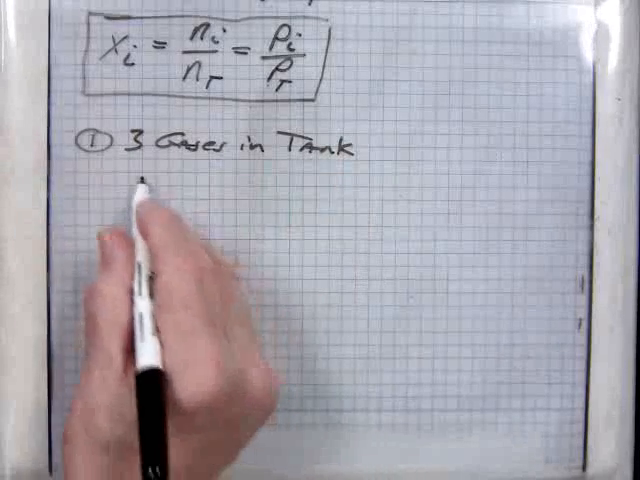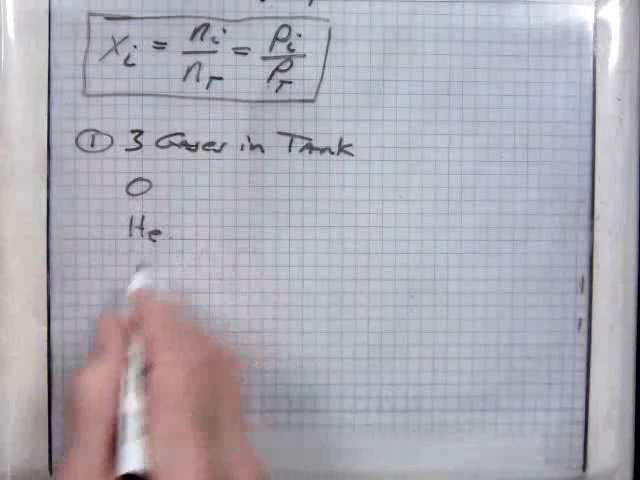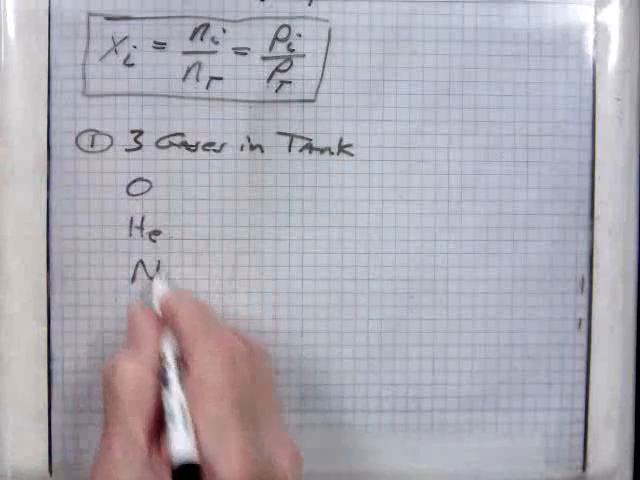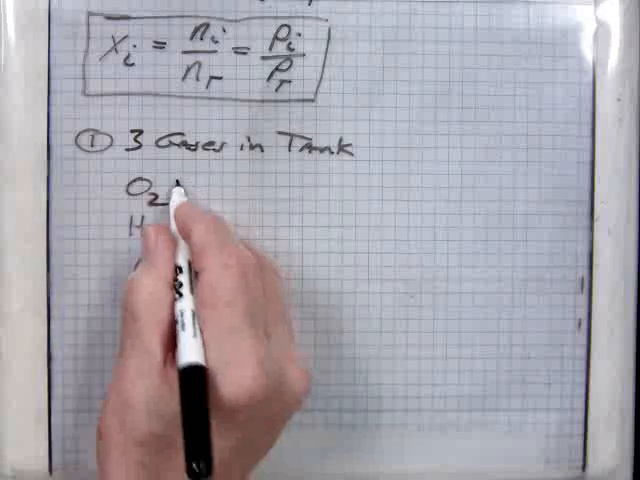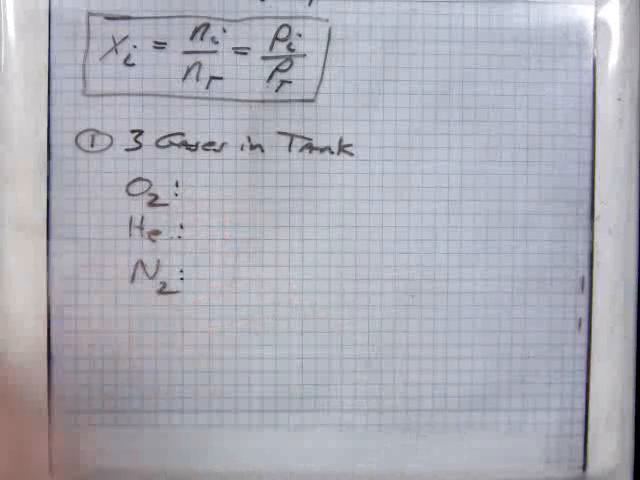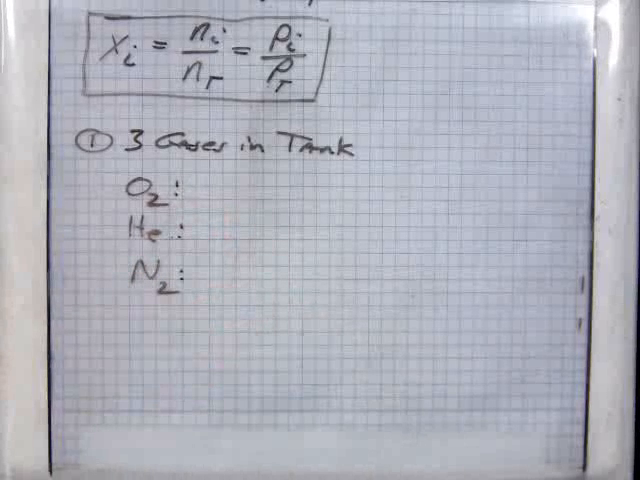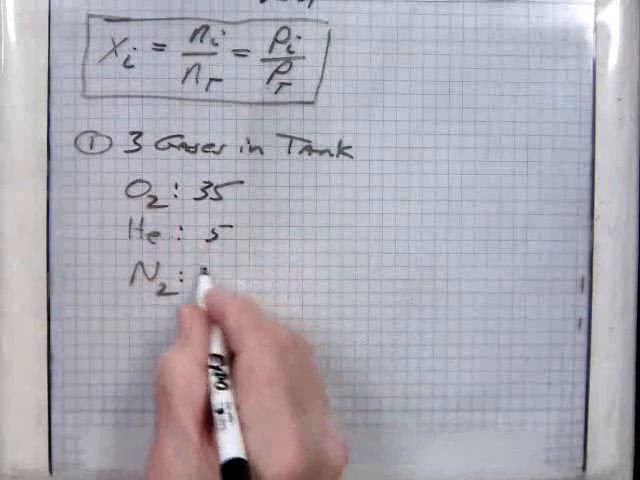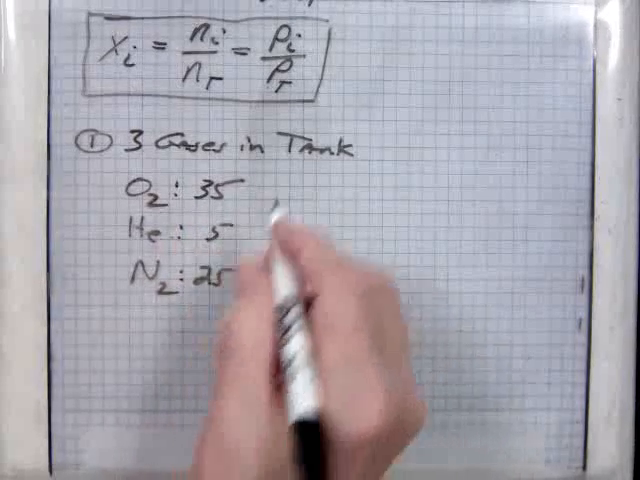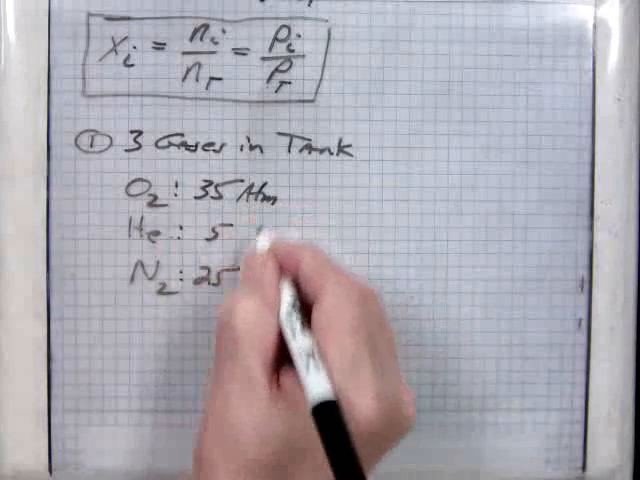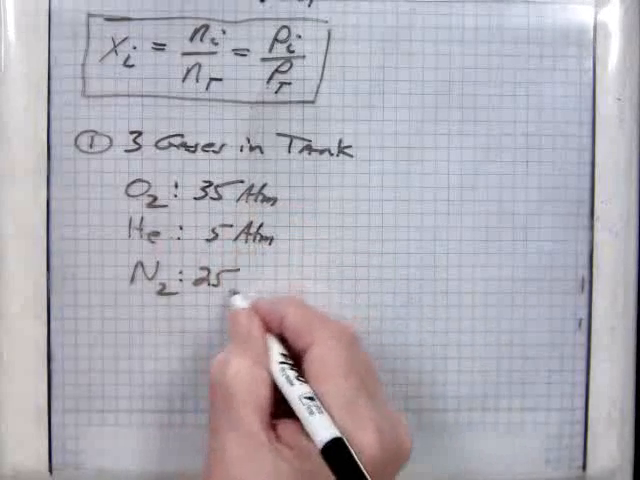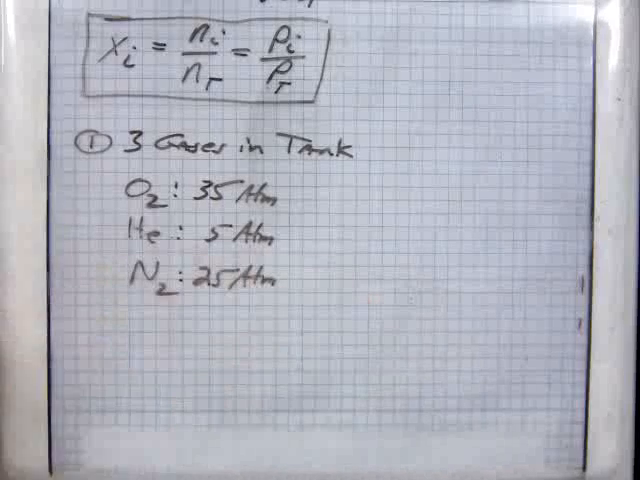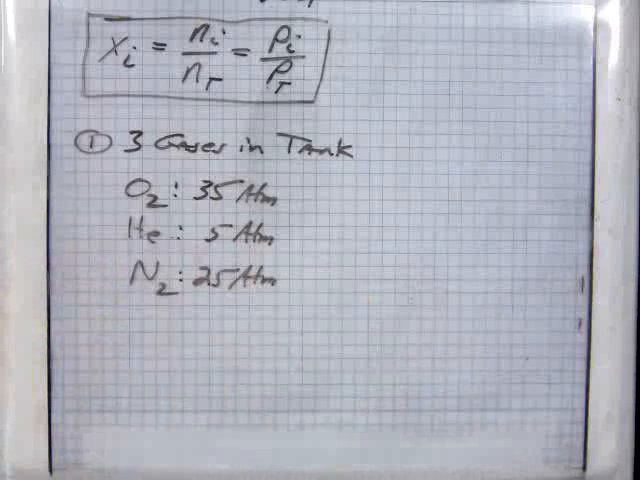Oxygen, helium, and nitrogen. Of course, those will be molecular forms, like that. The partial pressures of the 3 gases are 35, 5, and 25, and they got them in atmospheres. What's the total pressure in the tank?